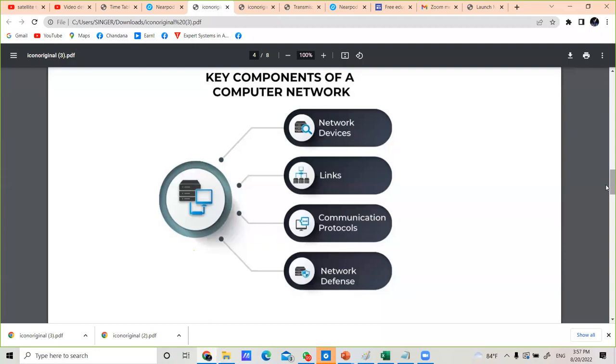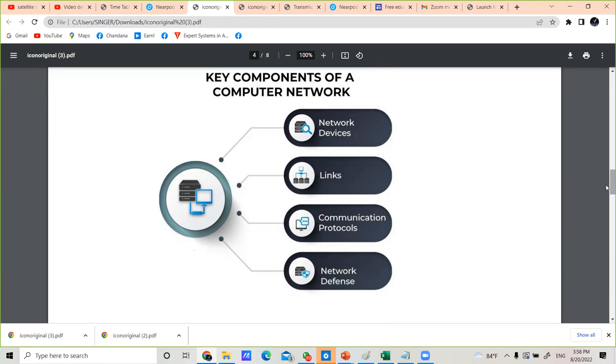Protocol means a set of rules each and every computer in the network should follow. There are a few examples of protocols also. Later we'll identify a few examples. Then finally, it needs network defense.